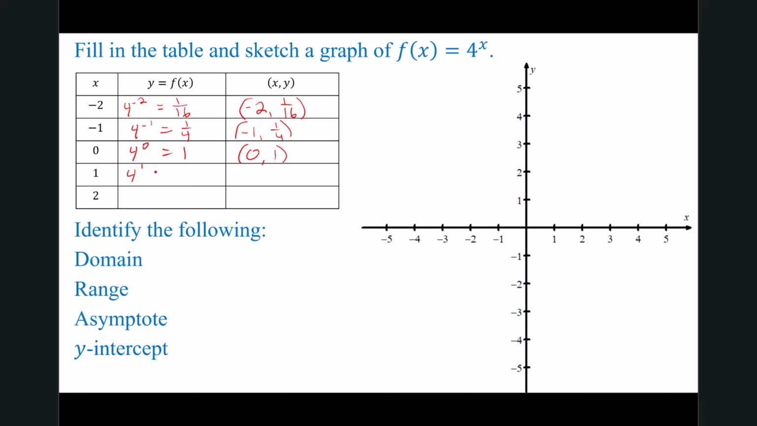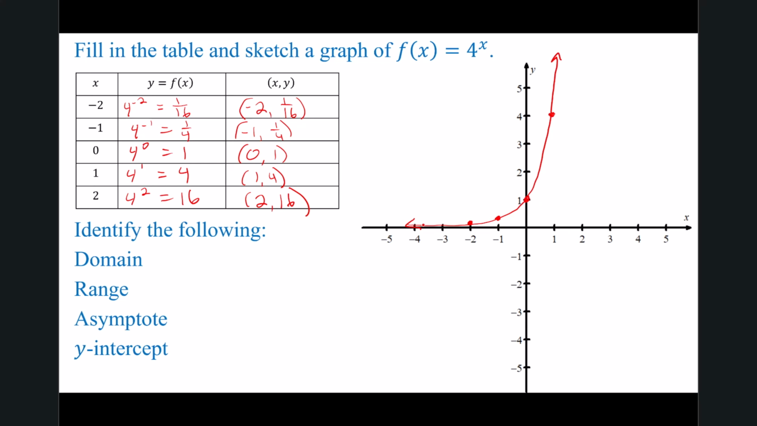If x is 1, we have 4 to the 1st, which is 4. And if x is 2, we have 4 squared, which is 16. Let's graph the points that fit on our graph. So -2, 1/16, close to the x-axis there, but not quite there. -1, 1/4; 0, 1; 1, 4; and 2, 16 is off our graph. So exponential functions have this basic shape.